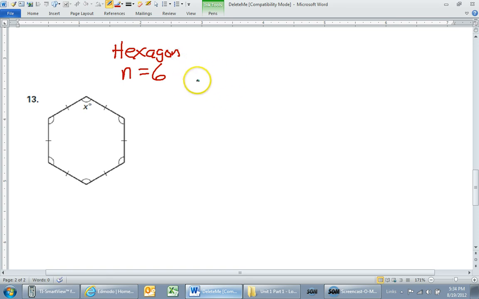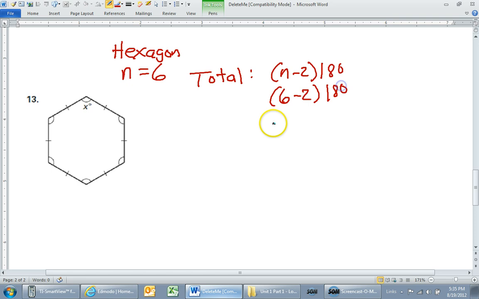If I want to know the total internal degrees, that's going to be n minus 2 times 180, of course, again. So that's going to be 6 minus 2 times 180, which of course is 4 times 180. So that's going to be 720. The total degrees here is 720.